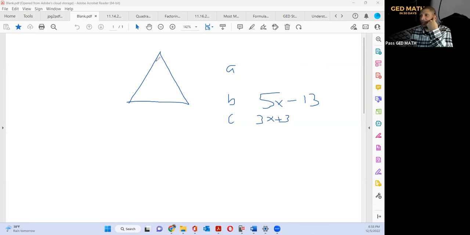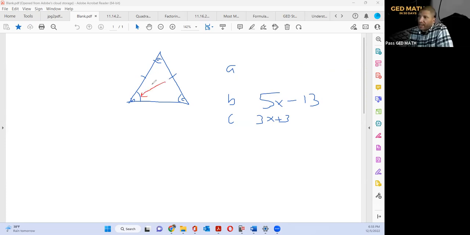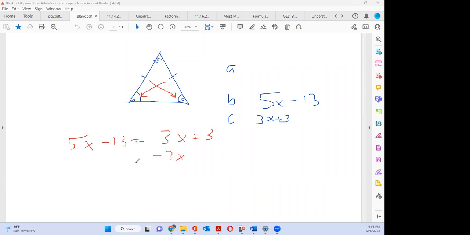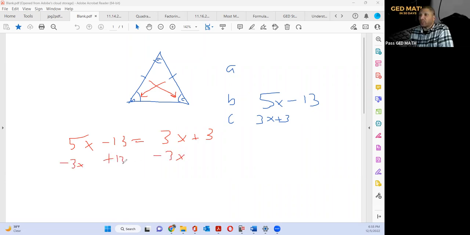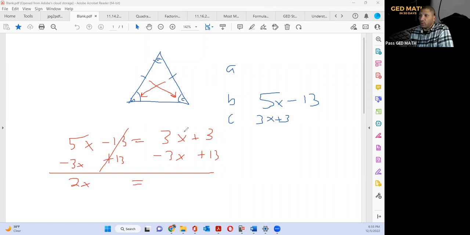So right here, this is your angle A, this is your angle B, this is your angle C, and you got two equal sides here, right? Okay, so what they're saying is B and C are the angles opposite your equal sides. So those angles are equal. So you say 5x minus 13 equals 3x plus 3. You're going to subtract 3x from both sides. You're going to add 13 to both sides. You're going to get 2x equals 16. Divide both sides by 2. You get x equals 8.